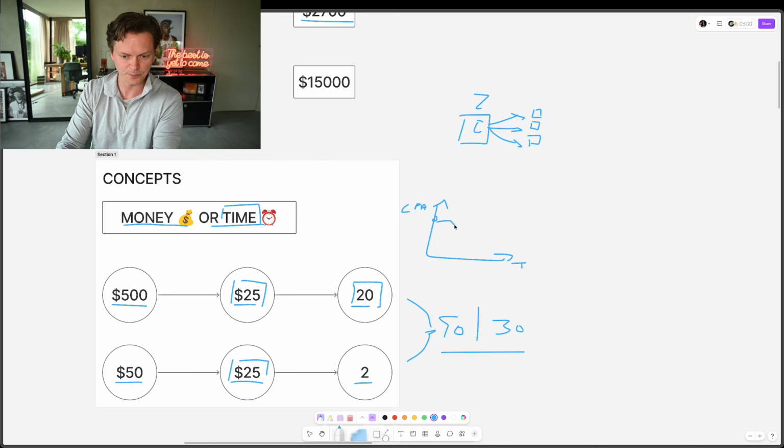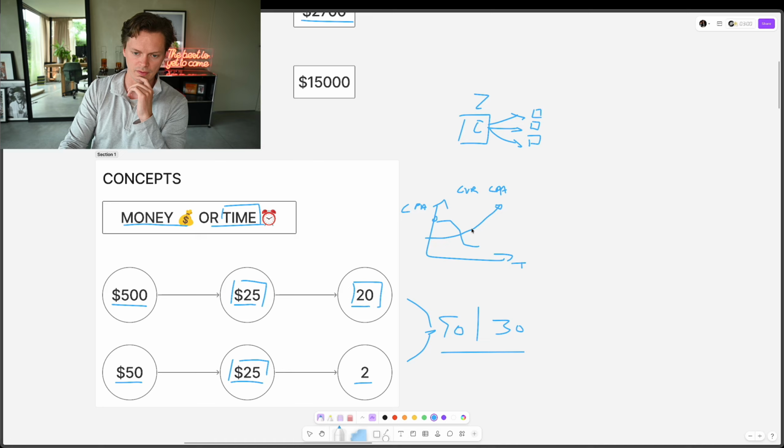So your CPA is going to go down a lot quicker while your conversions are trending up a lot faster as well, because your conversion rate is going to rise, your CPA is going to lower, and overall it's going to be a much funner time, right? You're not going to have angry emails in your inbox. It's going to be a very fun time.